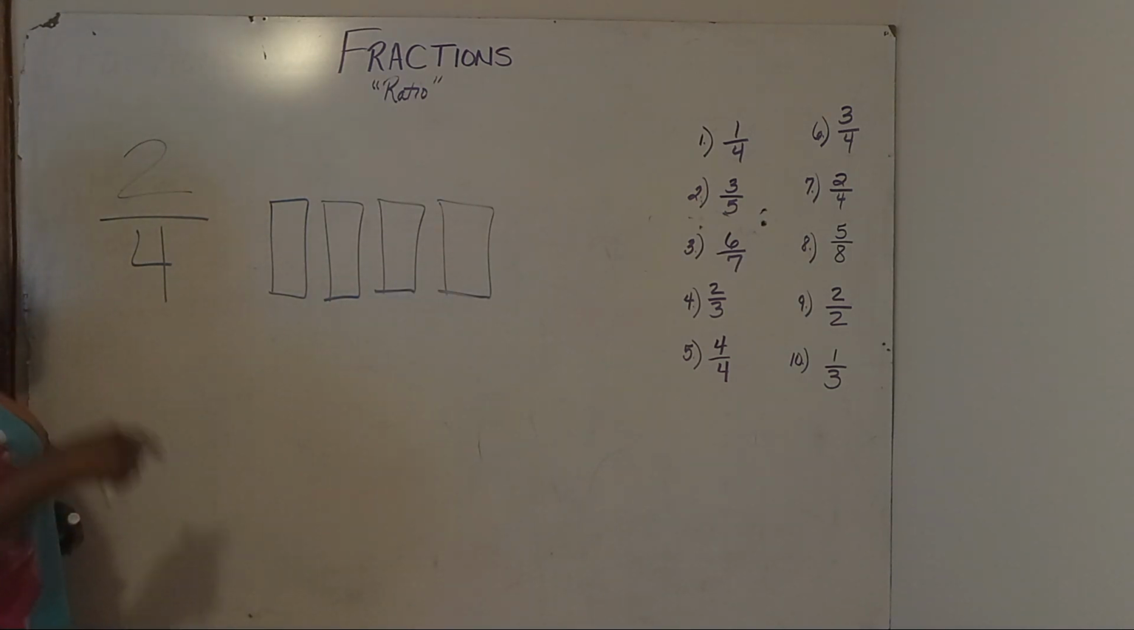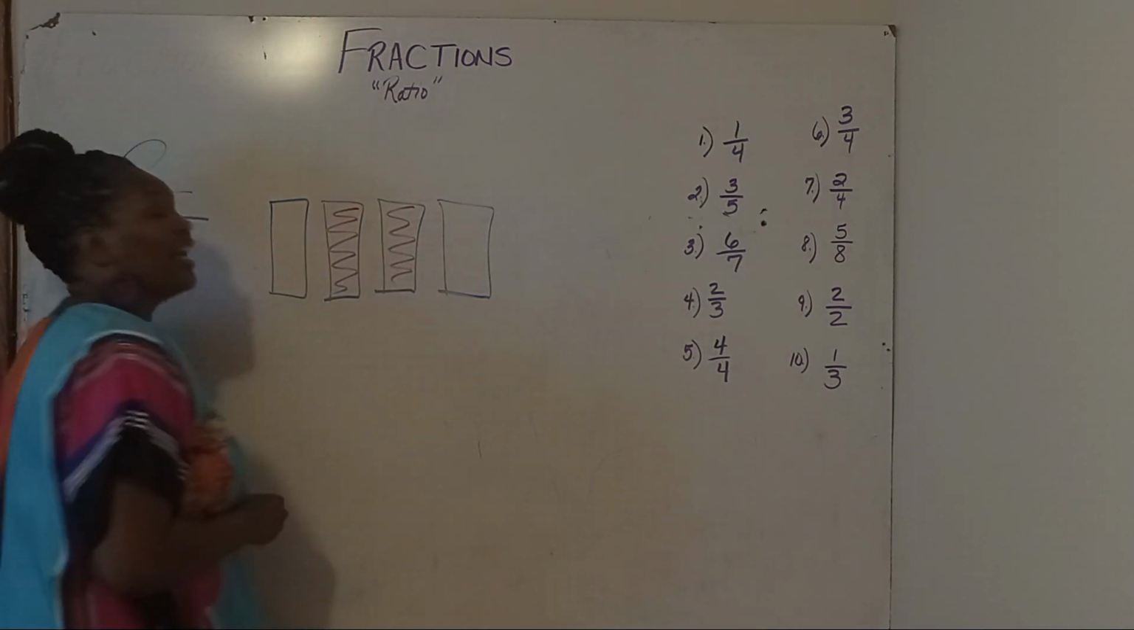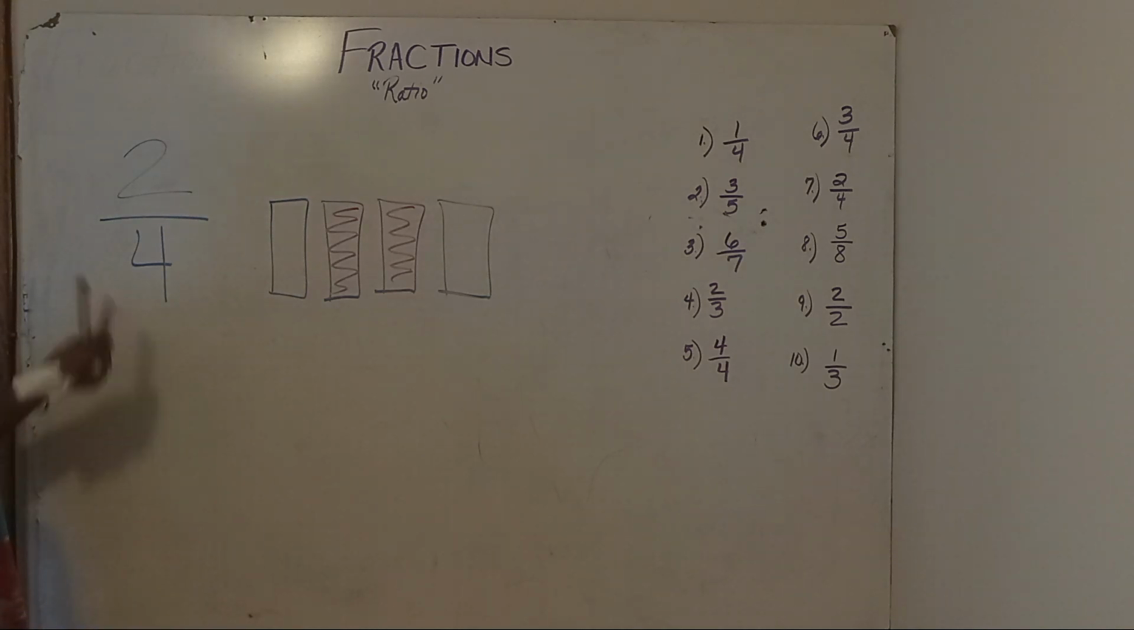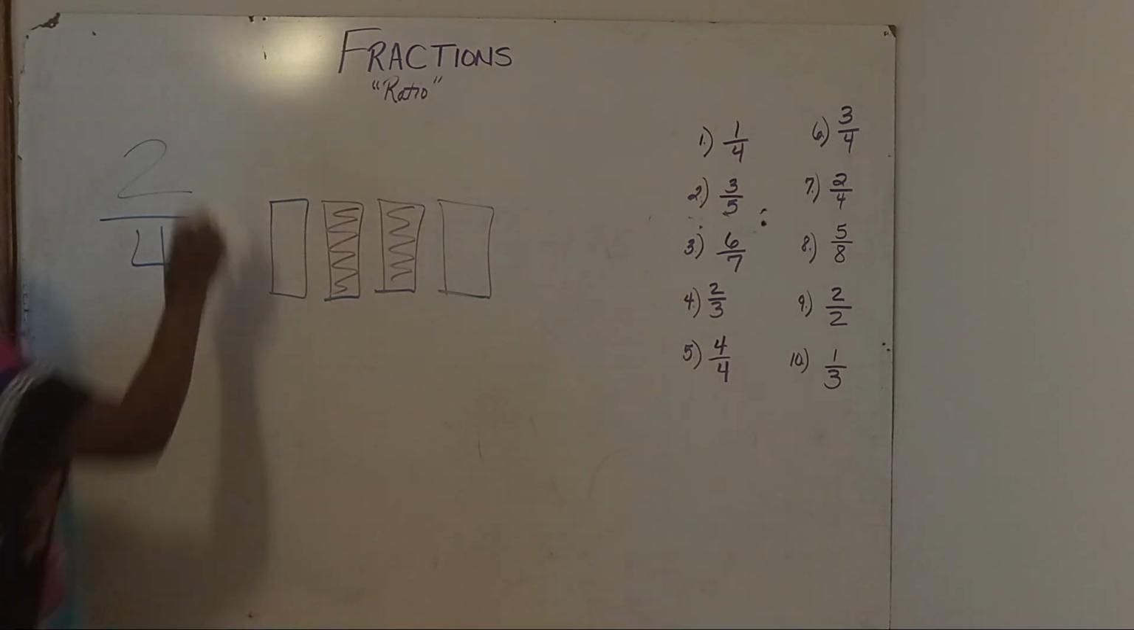All right. And now, how many do I need to color? The number at the top tells me. 2. Good deal. 1, 2. And you can color any 2 you want to. Miss Wilson just wanted to color the 2 in the middle. So this is 2/4. Good job. You're doing such a good job.